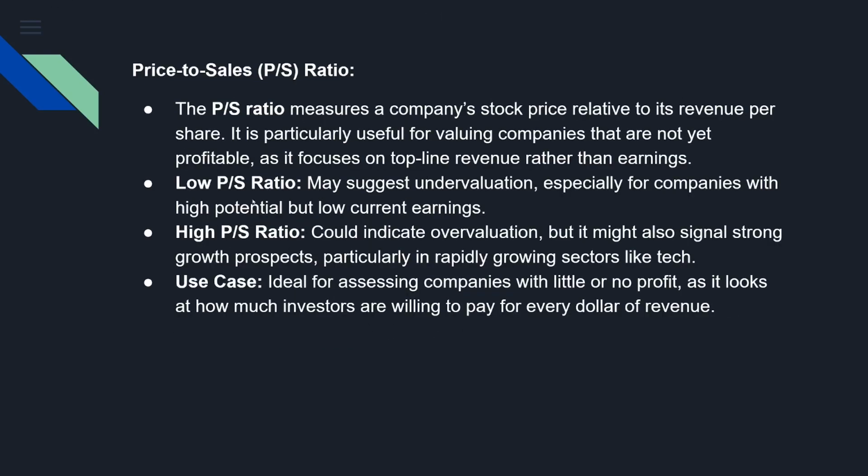Price to sales ratio. The price to sales ratio measures a company's stock price relative to its revenue per share. It is particularly useful for valuing companies that are not profitable, as it focuses on top line revenue rather than earnings. So usually, if a company isn't having good earnings yet, we look at the price to sales. What is the sales ratio doing? A low price to sales obviously means undervaluation, while high means overvaluation. We will compare these within the industry. It's ideal for assessing companies with little or no profit, as it looks at how much investors are willing to pay for every dollar of revenue. So that's good to look at.